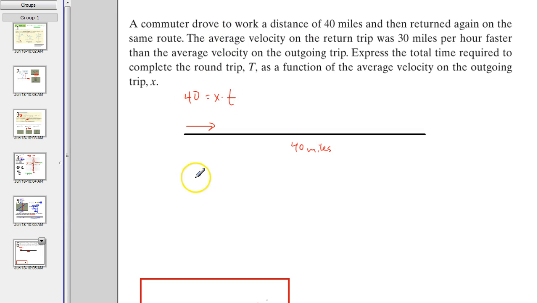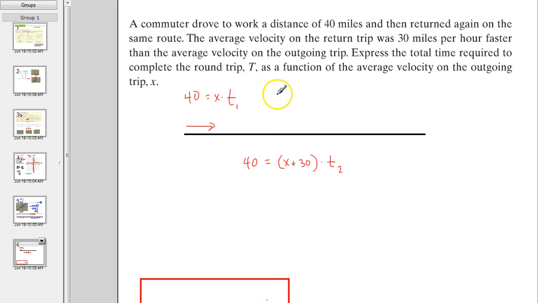So there's 40 equals x times t. On the way back, they tell us that he was going 30 miles per hour faster, so 40 equals (x plus 30) times t. If x is how fast he's going to work, then x plus 30 is how fast he's going home from work. I'm leaving the t's there, even though the t's wouldn't actually be equal. Let's do t1 and t2, because obviously if he's going faster, this would be smaller. But the time required to complete the trip, the total time, is the sum of these two.